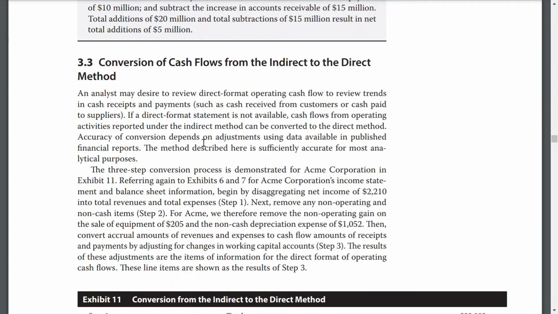Then convert accrual amounts of revenue and expenses to cash flow amounts of receipts and payments by adjusting for changes in working capital accounts. The results of the adjustments are the items of information for the direct format of operating cash flows. These line items are shown as a result in step 3.